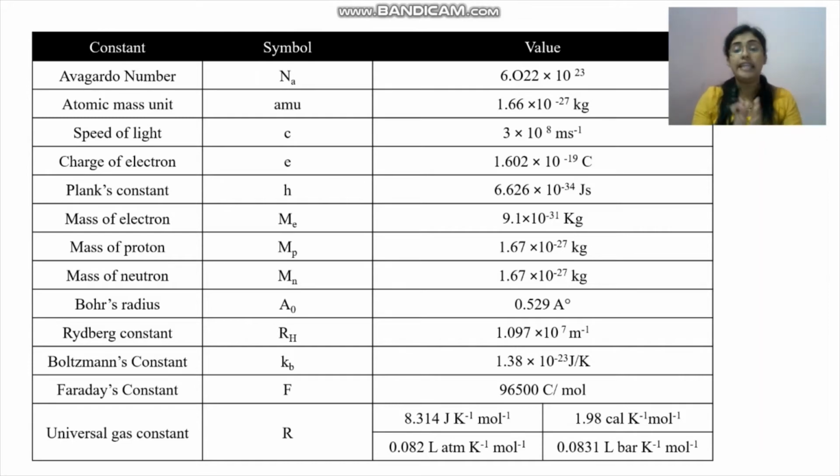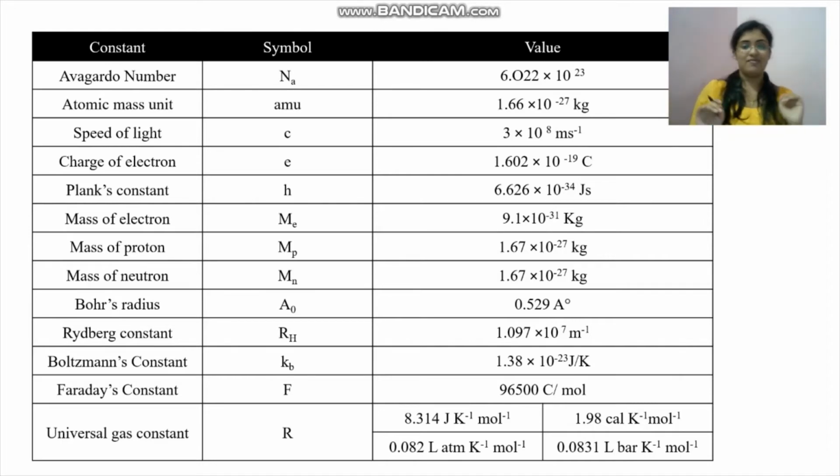0.082 liter atmosphere Kelvin inverse mole inverse. And if my pressure is given in bar, then I have to use the gas constant value to be 0.0831. For atmosphere it was 0.082, and for bar it is 0.083 liter per Kelvin inverse mole inverse. So these are the constants that we have to know, values that we should be knowing as students of chemistry.